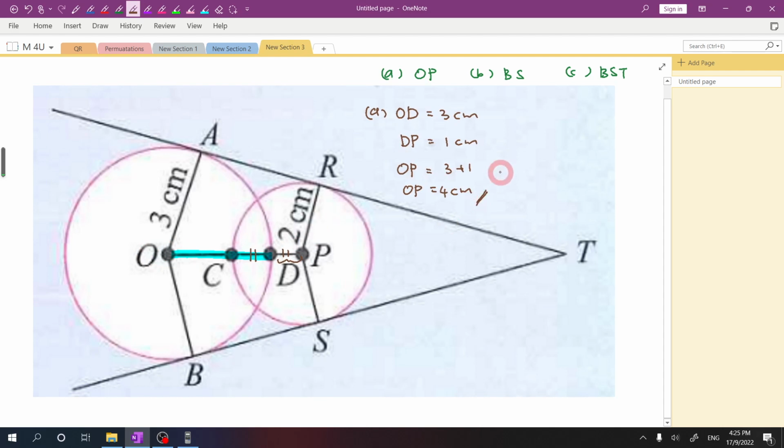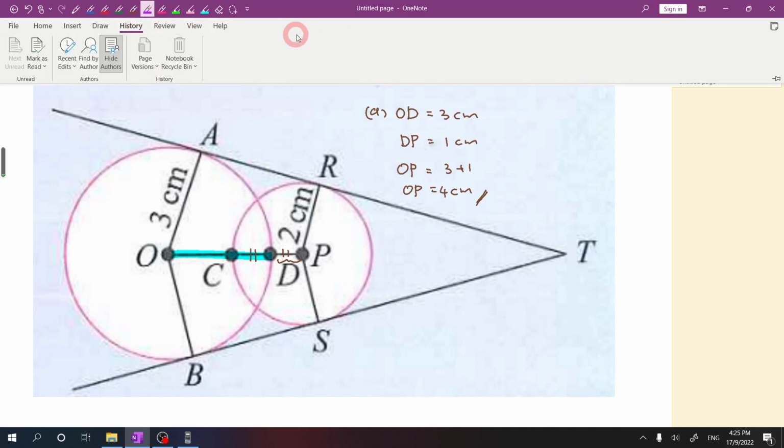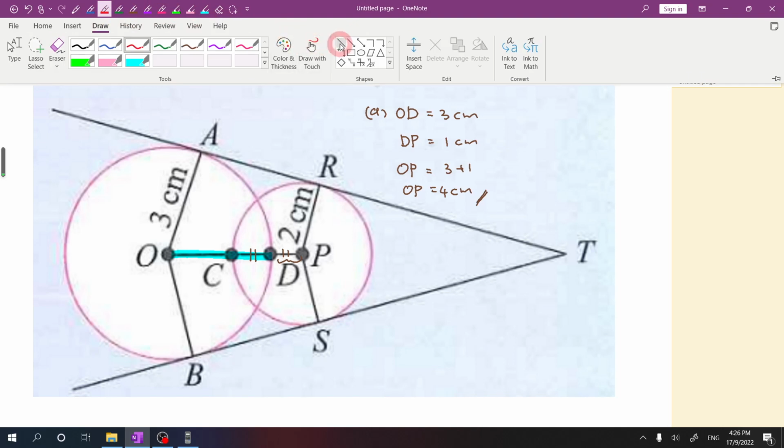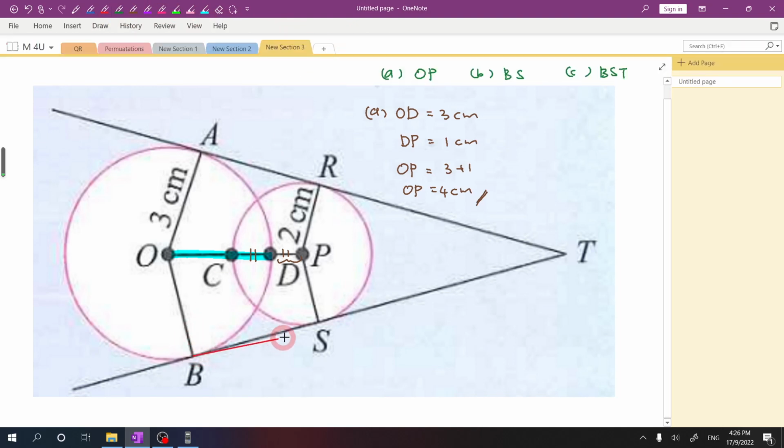Okay, now let's proceed to the second part, BS. This is a radius which is 3 cm. This is the radius of this circle which is 2 cm. So we want to find BS. So what we can do is, we can think this way. Let me draw a line over here. Now I bring the line go up like this.